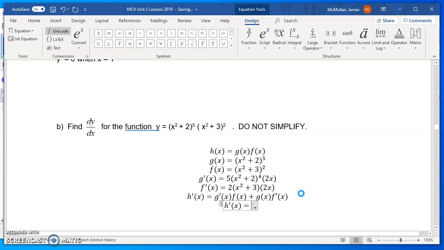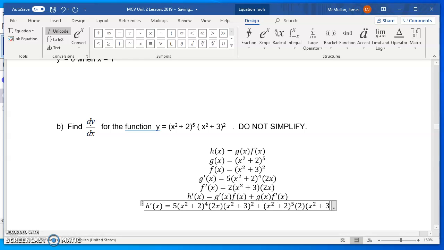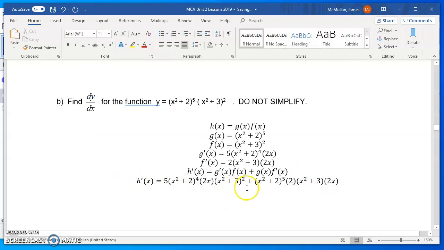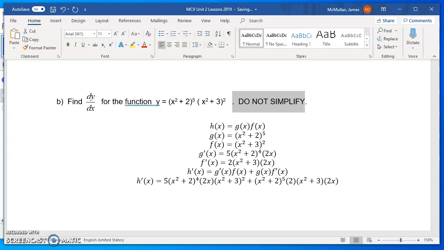So I start with g prime. 5 x squared plus 2 to the power of 4 times 2x. The next puzzle piece is f, which is x squared plus 3 squared. Then I have plus. The next puzzle piece is g, x squared plus 2 to the power of 5. The final puzzle piece is f prime, 2 times x squared plus 3 times 2x. That's all the pieces that we have. And that is the derivative. Again, you will not be asked to simplify something like this because it is tedious beyond belief.